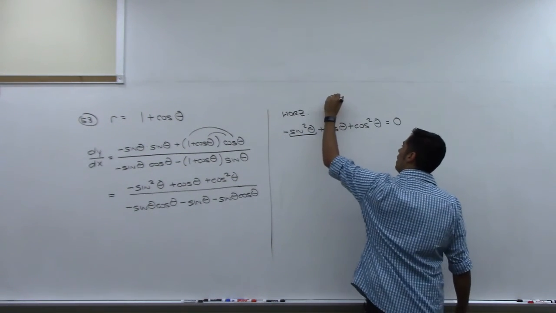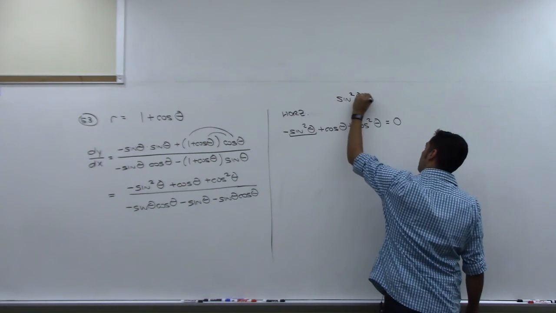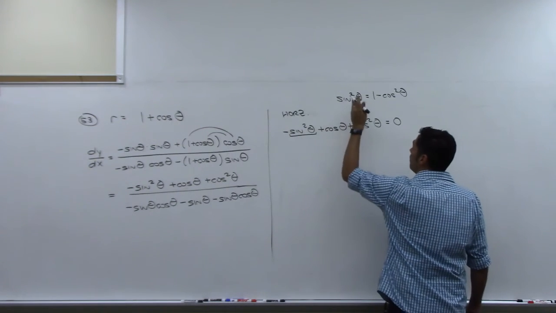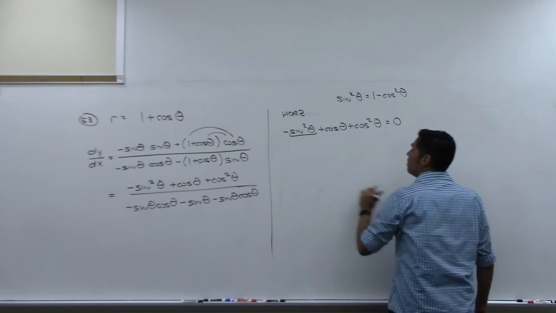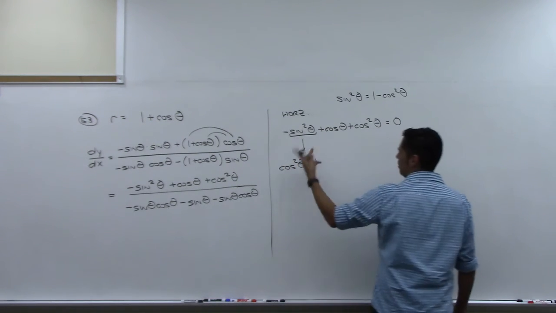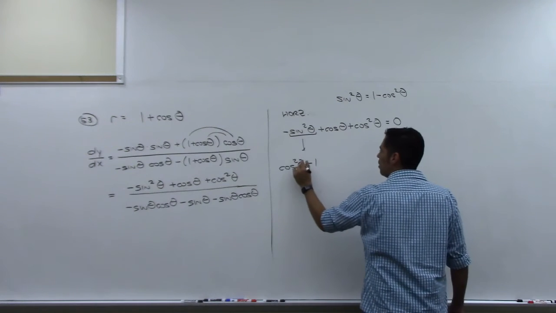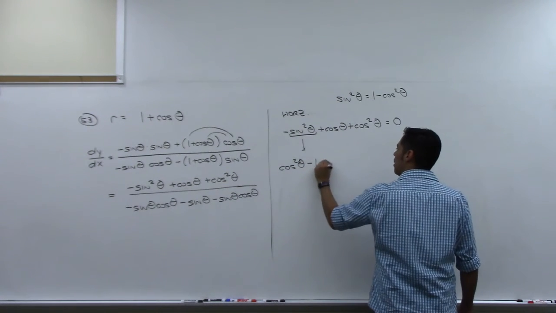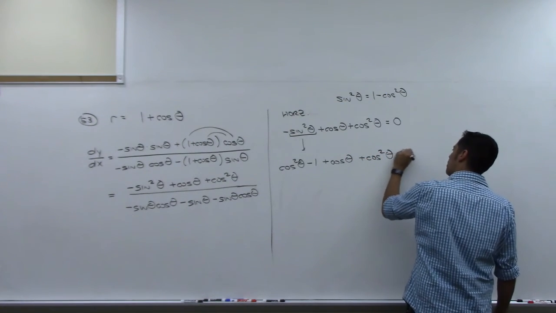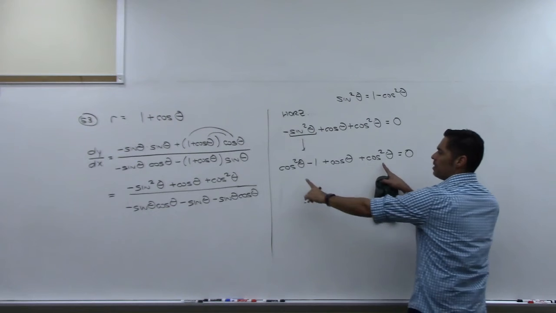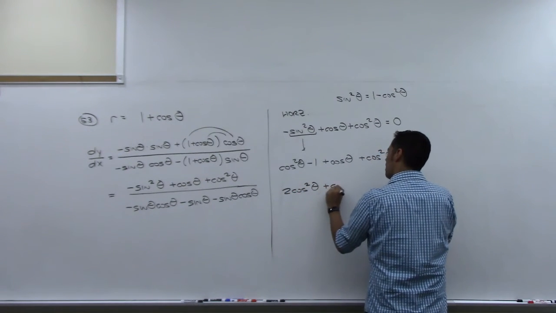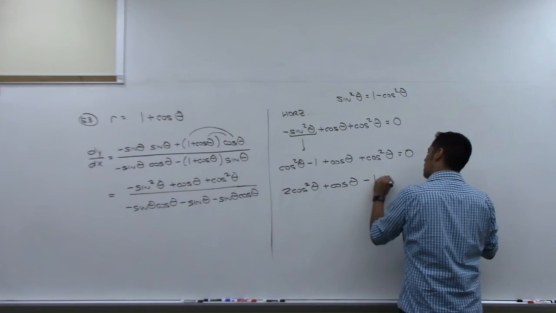So remember, sine squared theta is 1 minus cosine squared theta. But I have negative sine squared theta, so if that's negative, then this becomes minus and plus. So this right here turns into cosine squared theta minus 1. I just changed the order of these two because the signs changed. So there's this piece, then plus cosine theta, and plus cosine squared theta equals 0. And now I have two like terms. I can put these two together. 2 cosine squared theta, plus cosine theta, then minus 1 equals 0.